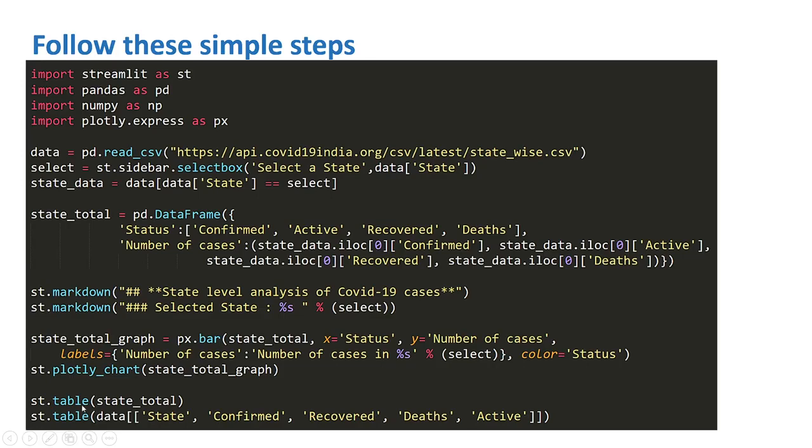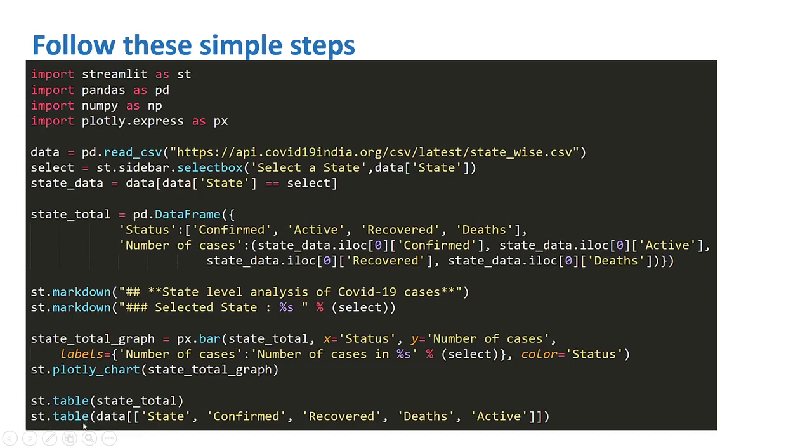So we have only displayed the bar chart. We have not really shown the tabular data, the raw values. So for that we are going to display two tables to the user. The first table would be state specific. For example, if the user chooses Maharashtra, the user will get one table of Maharashtra with all the confirmed cases, active cases, recovered and deaths with the numerical values. And the user will get another table with state-wise values.